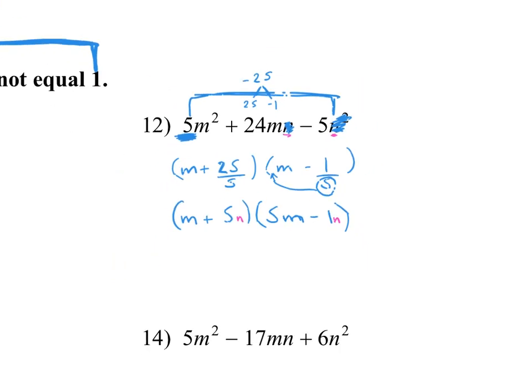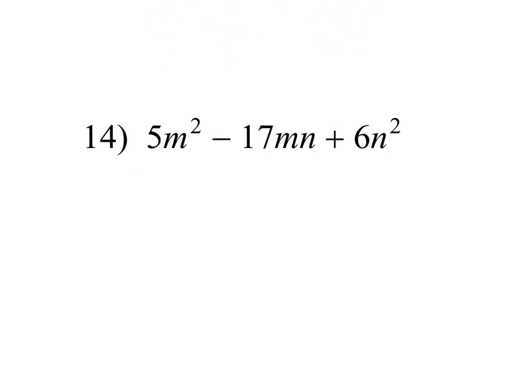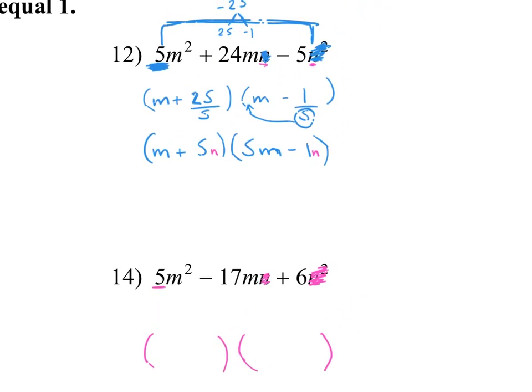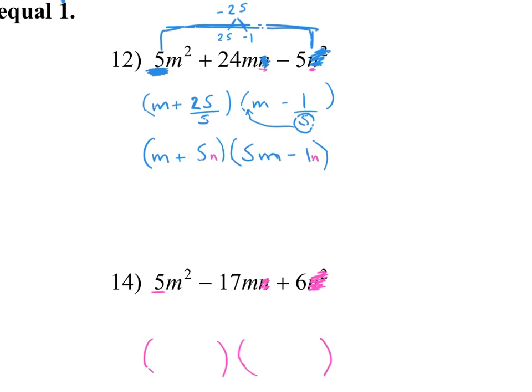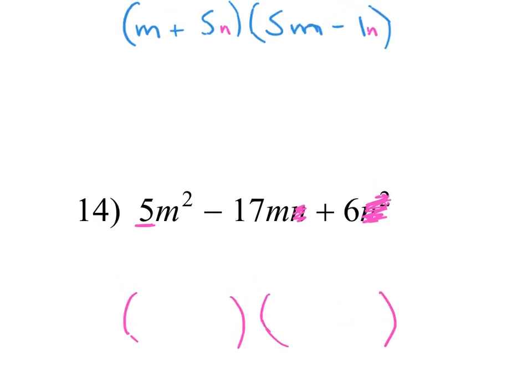All right, let's look at 14. So again, we're going to ignore the ends. We can just pretend they're not there. What do we do when we start with a number that's not 1 and we can't take anything out? What do we do first? Multiply the first and the last. So what's 5 times 6?